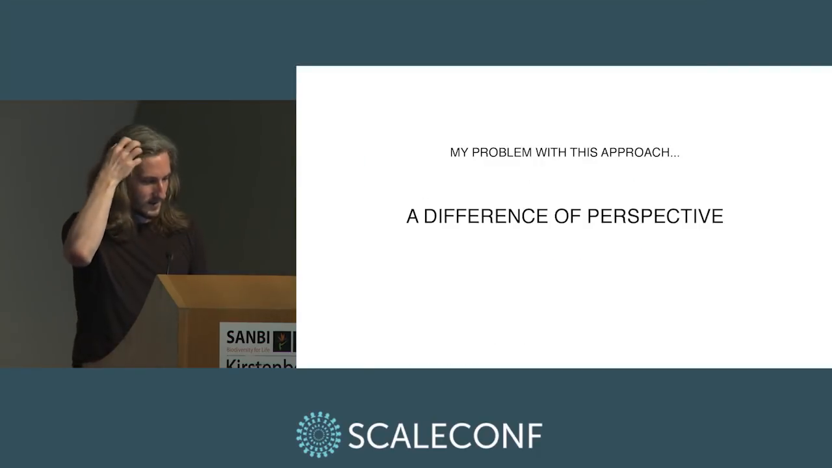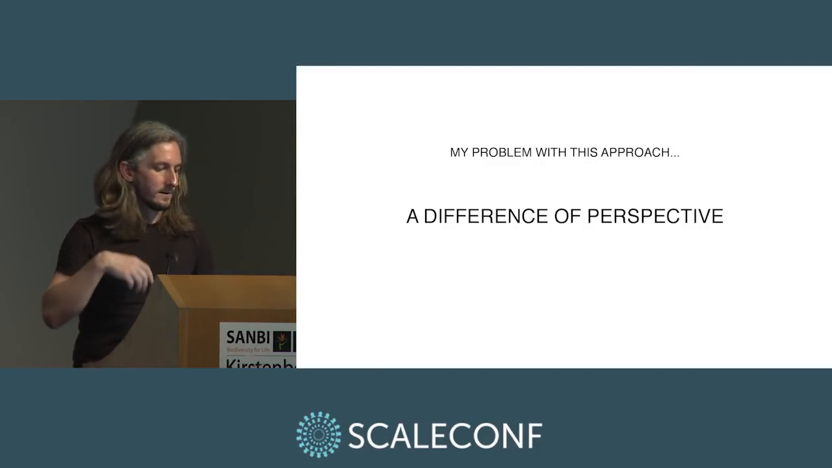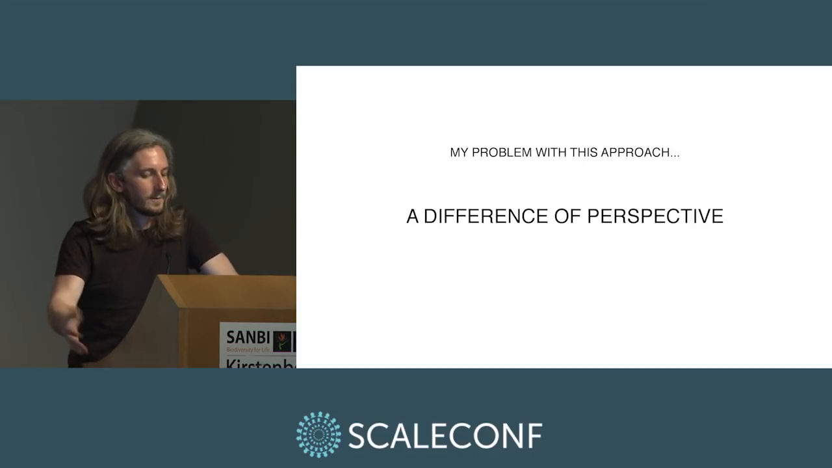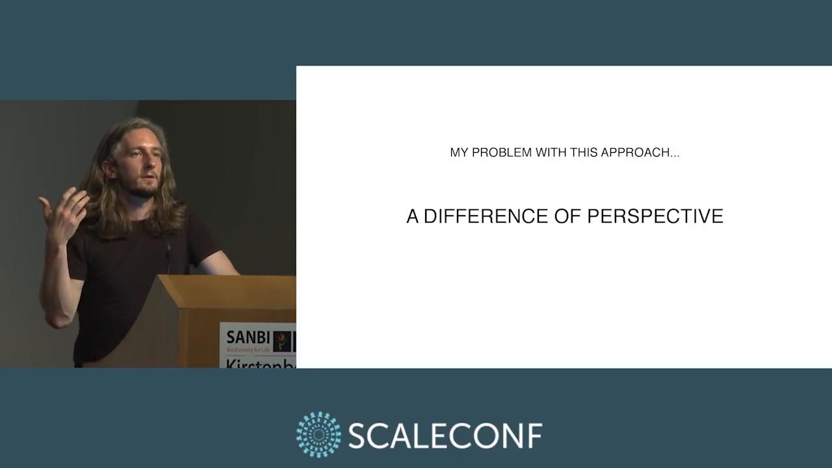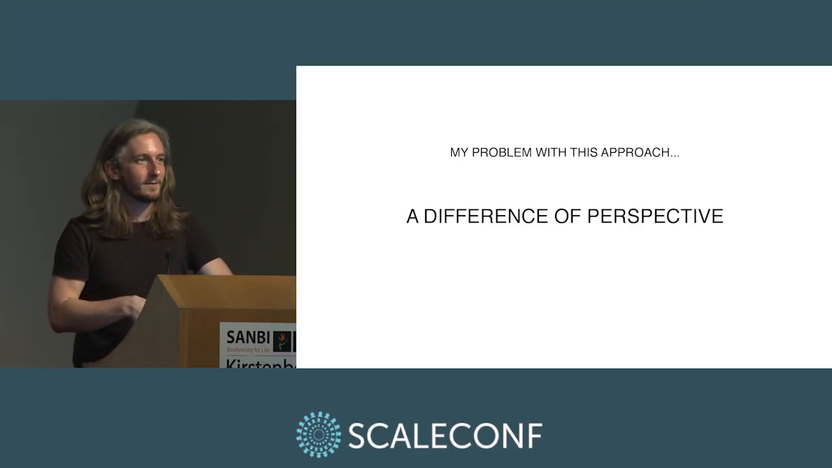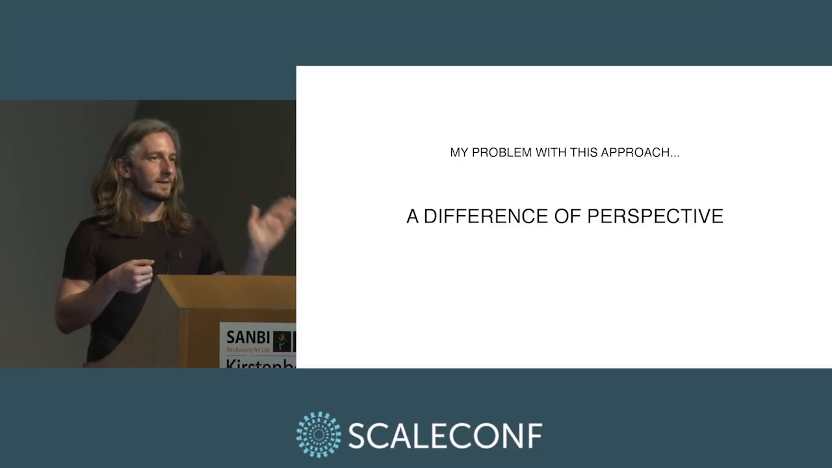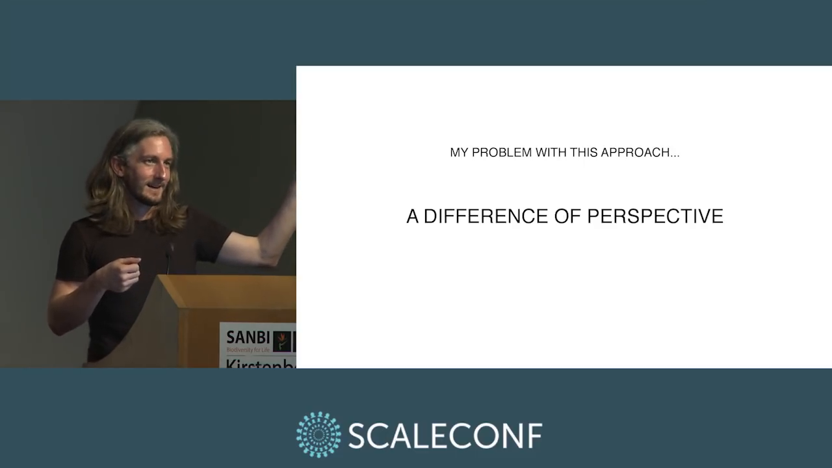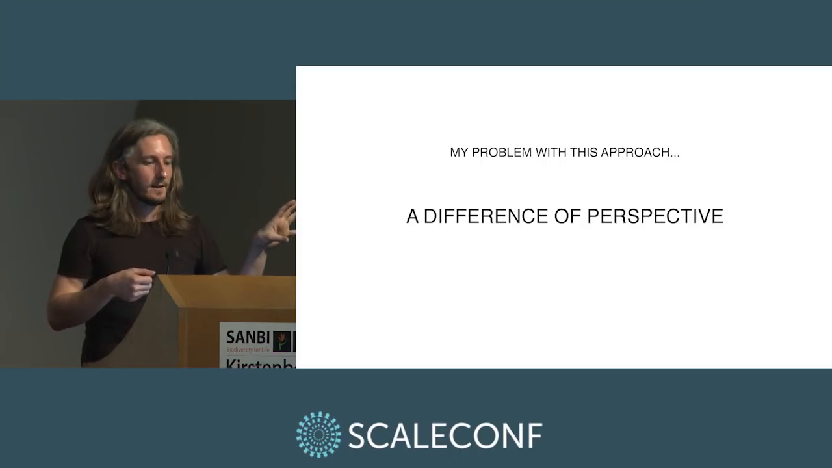So my problem with this approach is possibly a difference of perspective. The argument in the paper, again, is that the app servers know better what their load is. My argument is that that doesn't matter. The perspective that matters is actually the load balancer itself, because the load balancer is the one who knows what the latency to the user is. The app servers can't really know that.